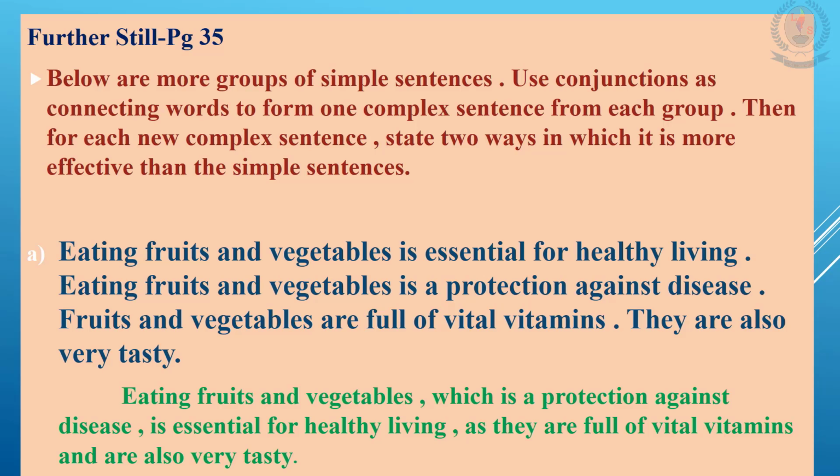Right, now we have come to the last activity given in the textbook. Further still on page number 35. Below are more groups of simple sentences. Use conjunctions as connecting words to form one complex sentence from each group. Right. First question. Eating fruits and vegetables is essential for healthy living. Eating fruits and vegetables is a protection against disease. Fruits and vegetables are full of vital vitamins. They are also very tasty.